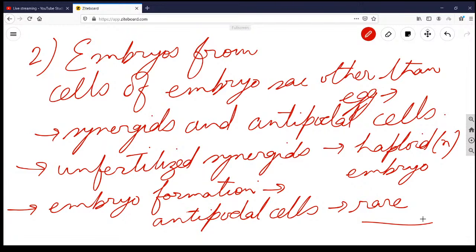In the next class we'll talk about the other types of true polyembryony, and in detail about the development of the dicot embryo in Capsella bursa-pastoris, also known as the crucifer type, and also the development of the monocot embryo. These two mechanisms will be dealt with in depth in the next class.